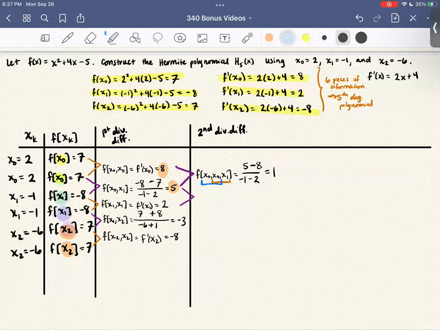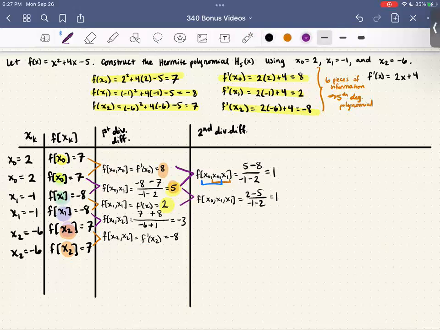I'm going to go ahead and move along to the next divided difference that I'll compute. I'm going to use this value and this value. So I'll have f divided difference. I'm going to use x0. The x1s are repeated there, and x1. So f x0, x1, x1. It's going to be 2 minus 5 divided by x1 minus x0. And I'll end up with 1 here as well.